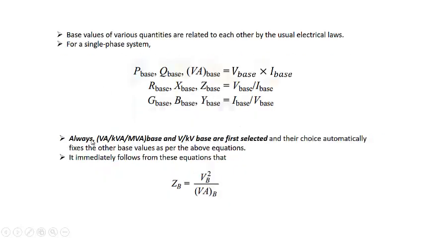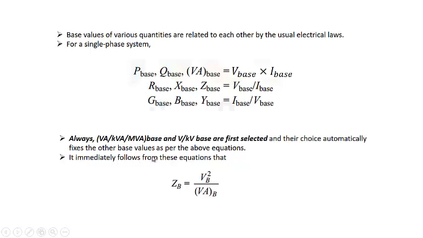So it's always a practice to select the VA, kVA, or MVA base for higher rating transformers or higher voltage machines as a base, and then V or kV base are first selected for voltage base, and their choice automatically fixes the other base values as per the above equations. For example, since kV base is fixed and this base is fixed, we can calculate the I base, that is equal to VA base divided by V base.